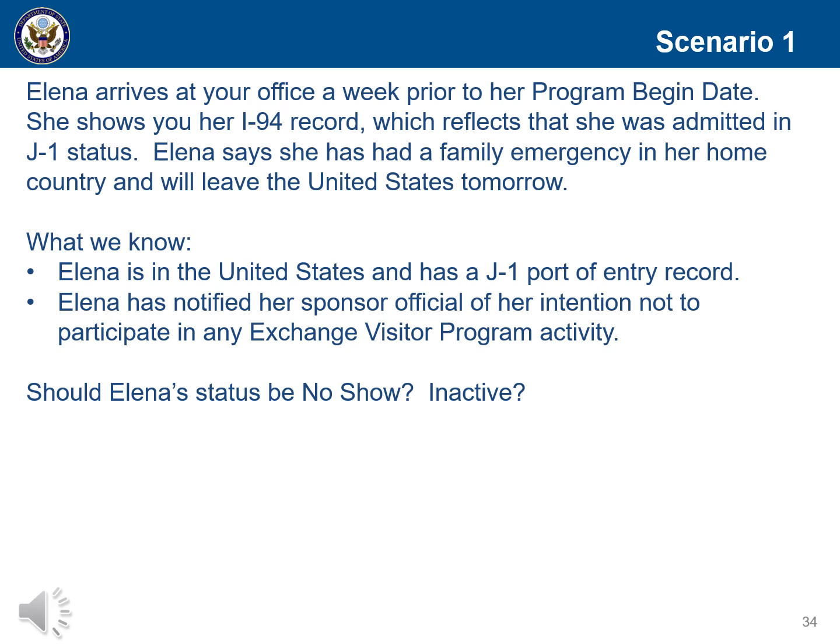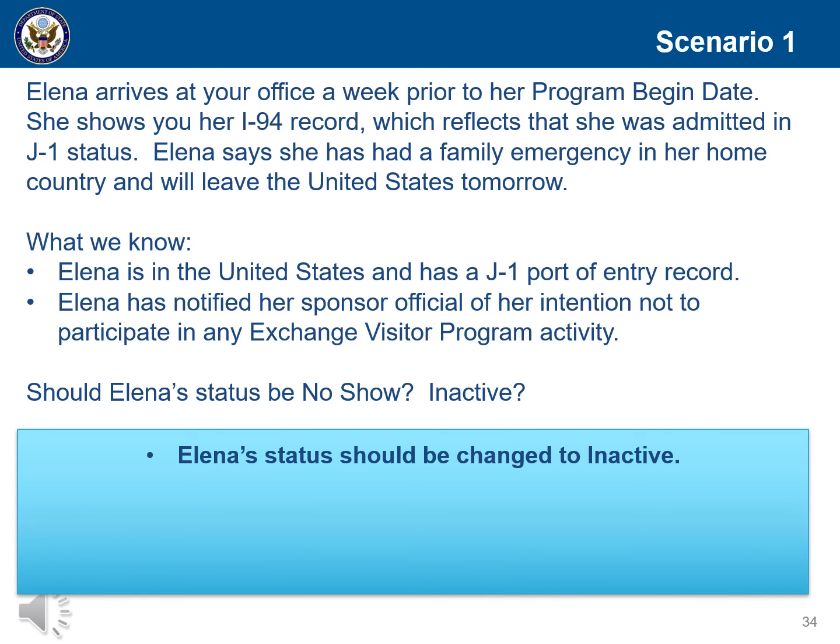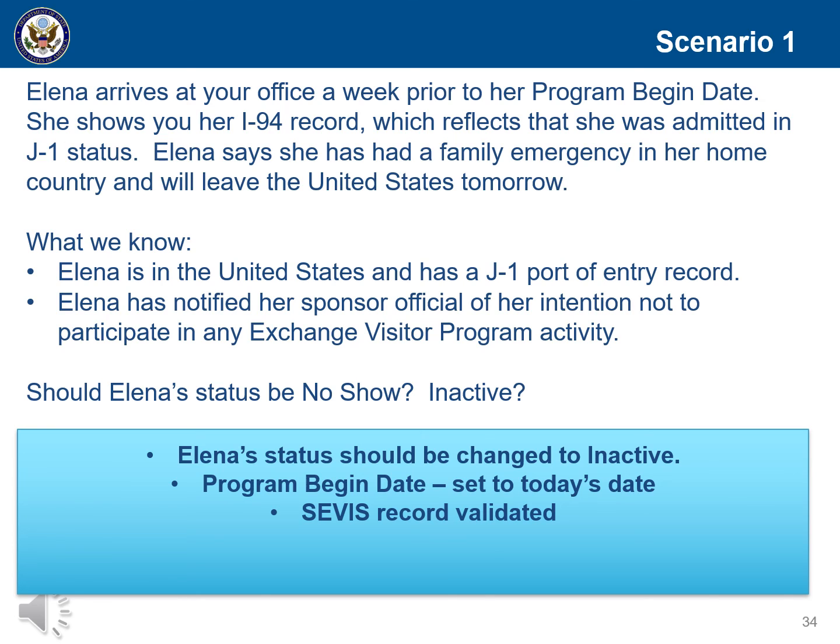In this scenario, the sponsor official may change Elena's status to inactive through the following process. First, Elena's program begin date should be changed to reflect today's date. Then, her SEVIS record should be validated, changing her SEVIS status to active. Next, the Shorten Program function should be used, and one of the following Shorten Program reasons must be selected: cultural shock, homesickness, withdrawal from program, or other. Elena's new program end date should be set to the day after the program begin date. On that day, Elena's status will change to inactive.